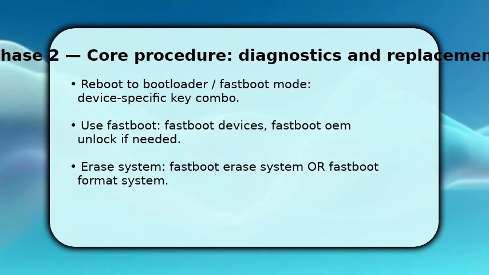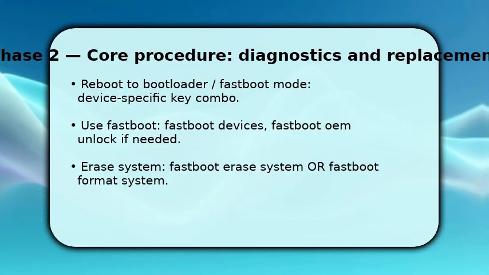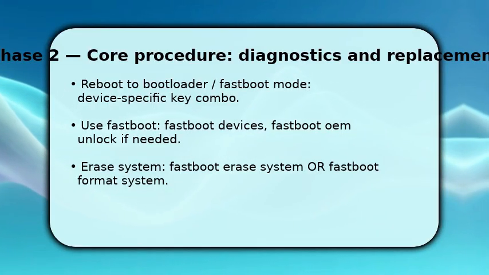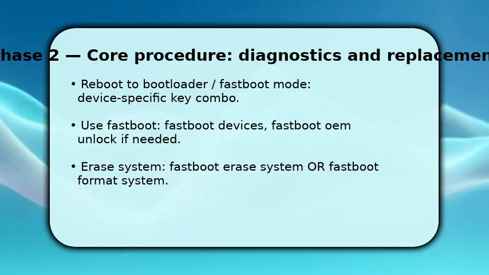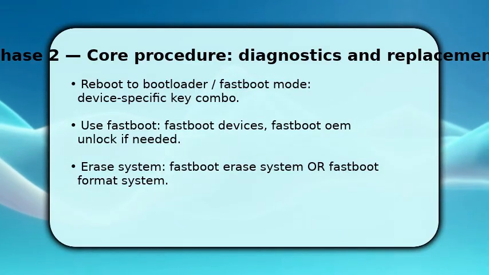Once in fastboot, you perform the actual system deletion step by step so the partition is cleanly removed. First, confirm the device appears with fastboot devices, and if the bootloader remains locked, run the OEM unlock command. Make sure you understand this wipes user data.